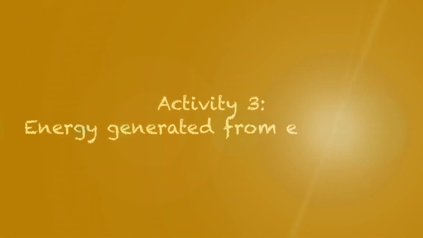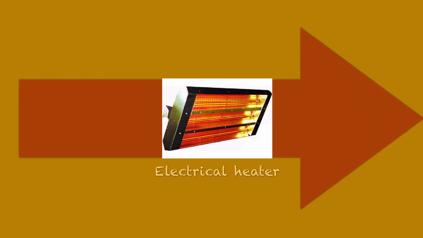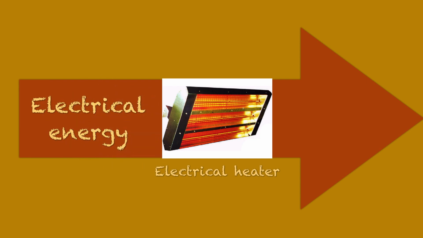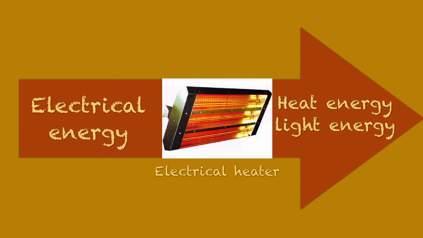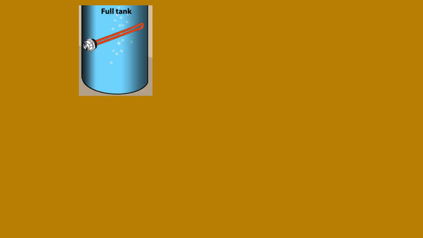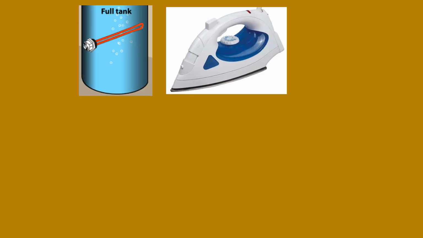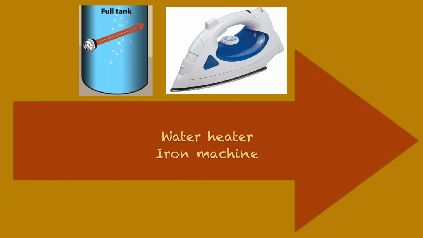Energy generated from electricity. Heat is also generated from electricity, as an example of electric heaters. These heaters contain resistors that use electric energy and transform it into heat and light. Also, the resistors found in water heaters and iron machines transform electrical energy into heat energy.